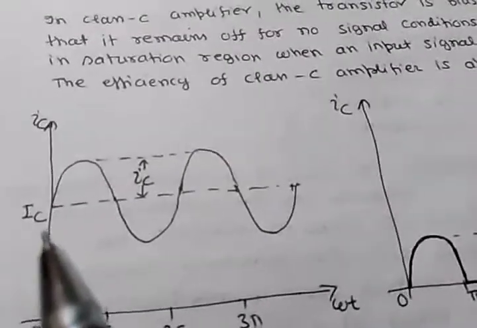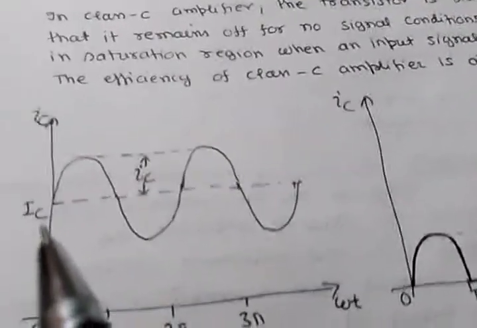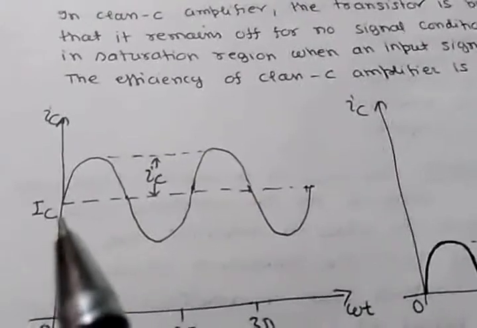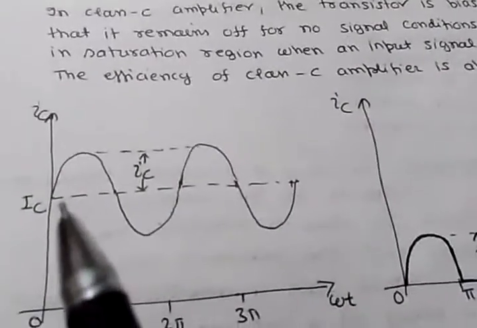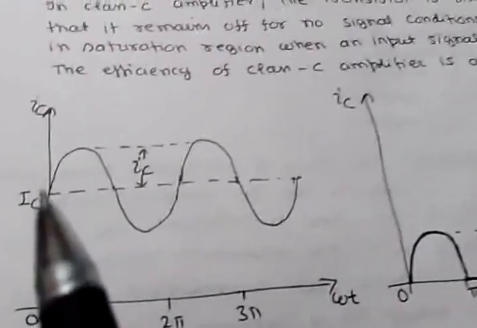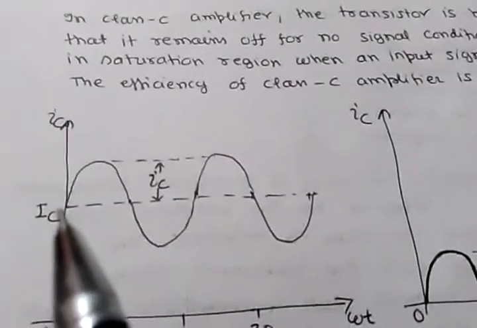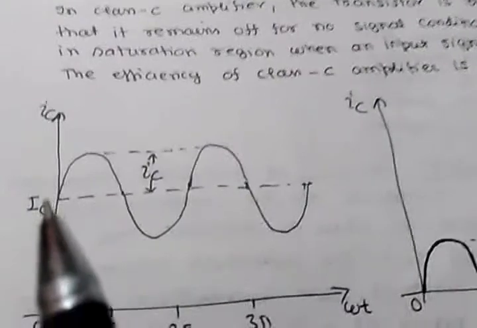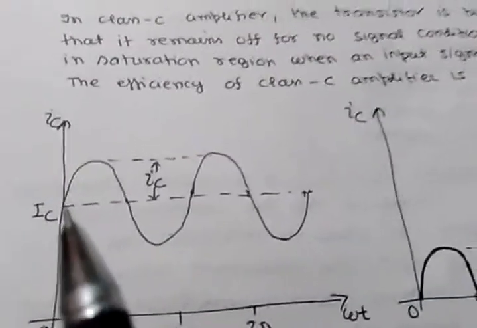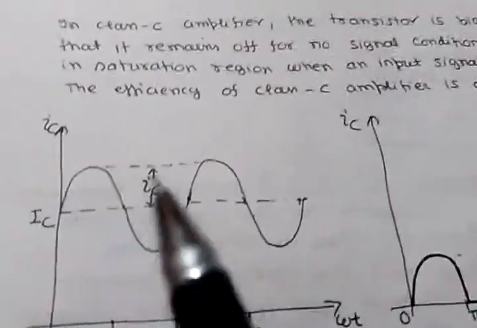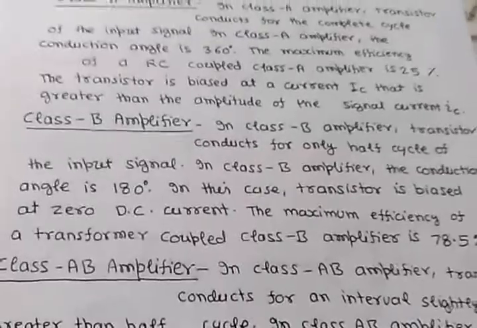To operate the amplifier for the complete cycle of the input signal, it is a must to bias the amplifier in such a way that zero signal collector current capital IC should be greater than the amplitude of the signal.